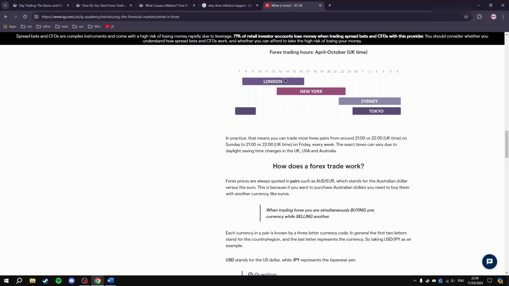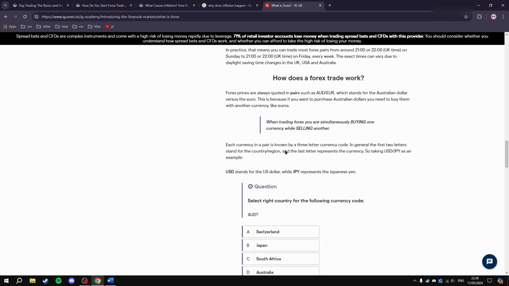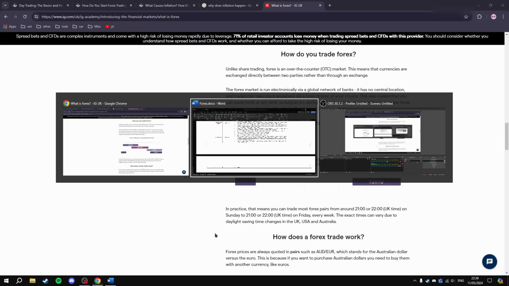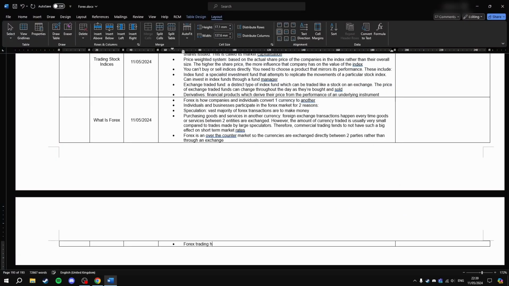Forex trading hours, April to October, UK time: London, New York, Sydney, Tokyo. We can see that there's overlaps between the sessions as we've discussed before, and then Tokyo overlaps here again. In practice, that means you can trade most Forex pairs from around 21 or 22 UK time on Sunday to 21 or 22 UK time on Friday, every week. The exact times can vary due to daylight saving time changes in the UK, USA and Australia.